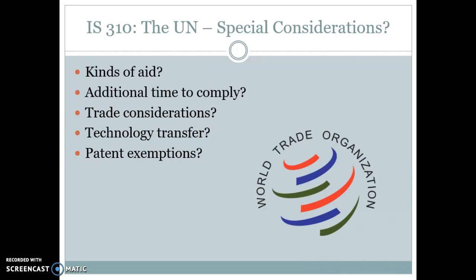The LDCs, for example, have duty-free access to the European Union for their goods that other developing states don't have. Patent exemptions, if you need to get access to, for example, antiretroviral drugs to help treat someone who has HIV, then there could be patent exemptions to let you not develop, but to produce your own drugs and not have to trade for them. So these are kinds of considerations that we want to collectively in the international system give to developing states. We're just not quite sure who all the developing states are because of all these differences we've just talked about.